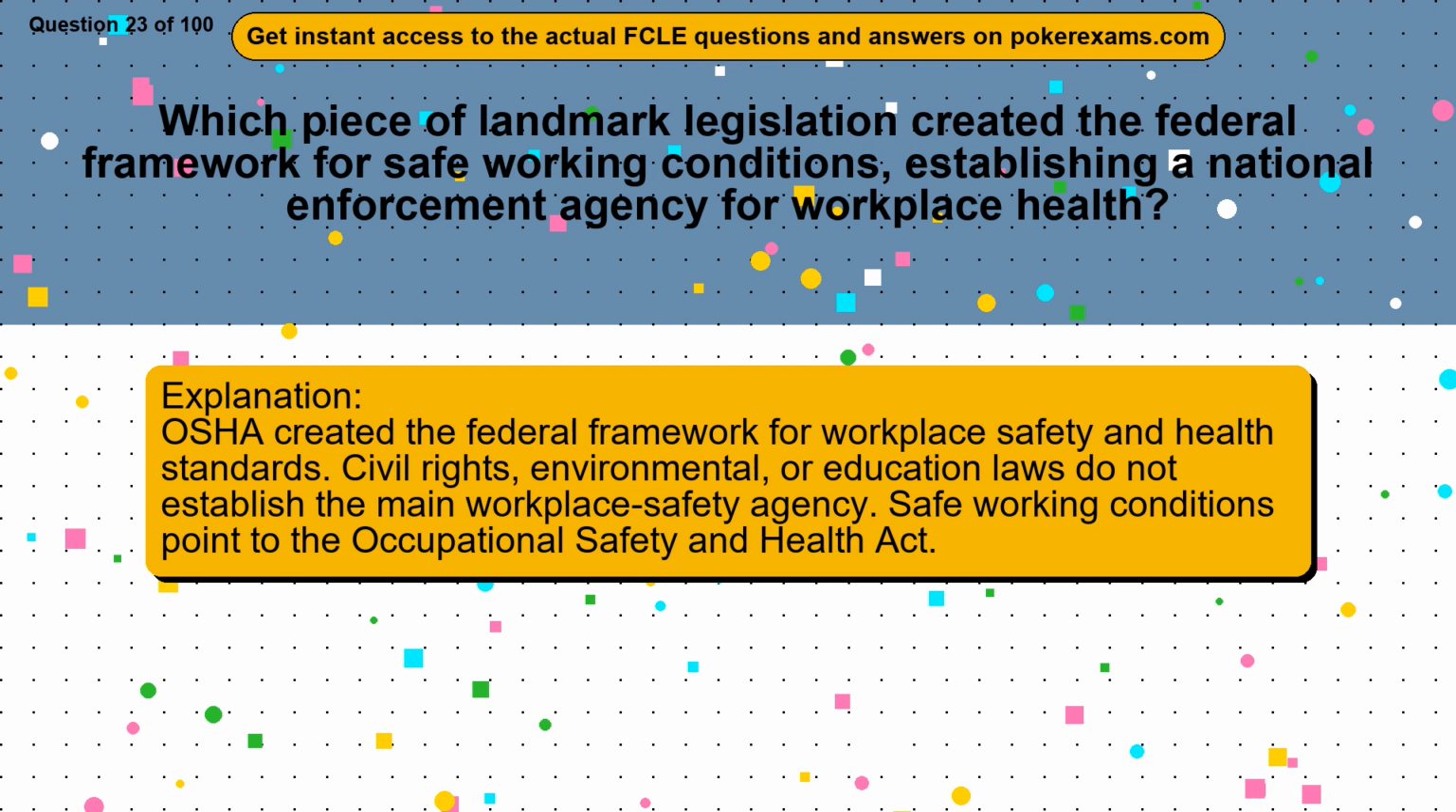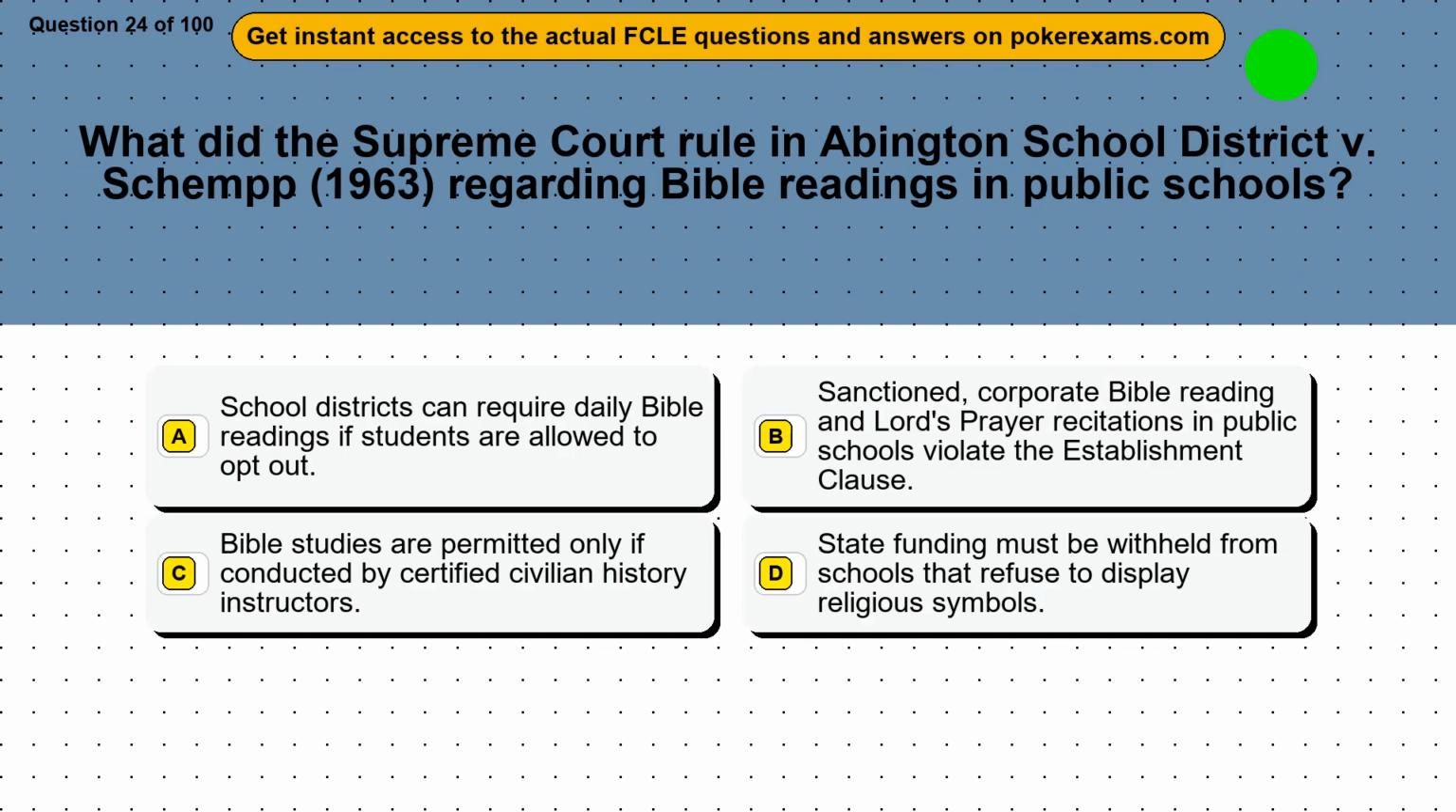Civil rights, environmental, or education laws do not establish the main workplace safety agency. Safe working conditions point to the Occupational Safety and Health Act. Question 24. What did the Supreme Court rule in Abington School District v. Schempp, 1963, regarding Bible readings in public schools?